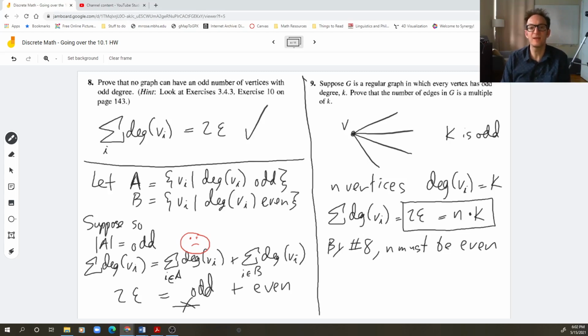n must be even because you just can't have an odd number of vertices of odd degree. So if every vertex has odd degree, then there must be an even number of vertices. And so since n is even, we may divide both sides by 2, knowing that n over 2 is an integer. This is maybe the simplest thing to do. And since this is an integer, now what are we trying to do? Prove that the number of edges is a multiple of k. Well, there it is. We're done, right? The number of edges is a multiple of k. k divides the number of edges.